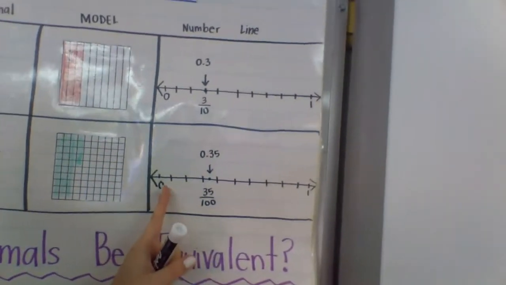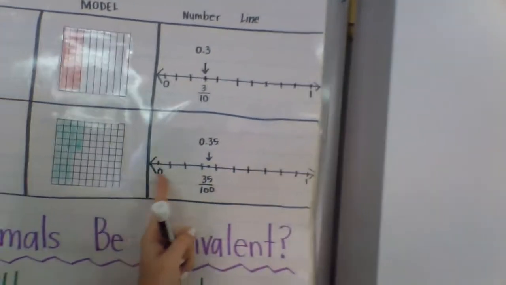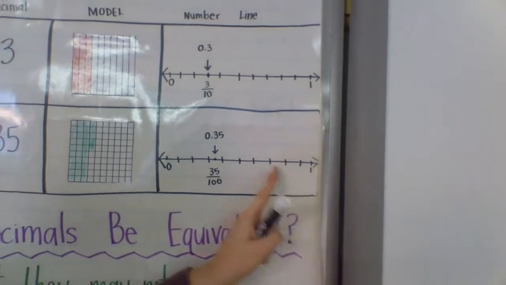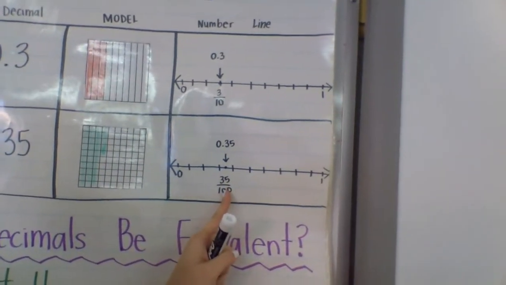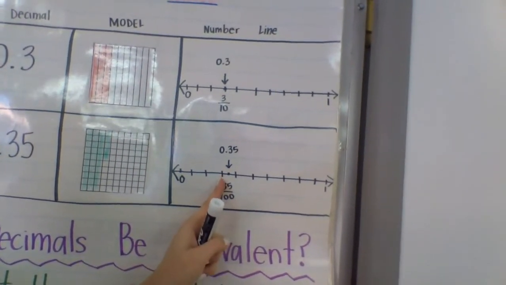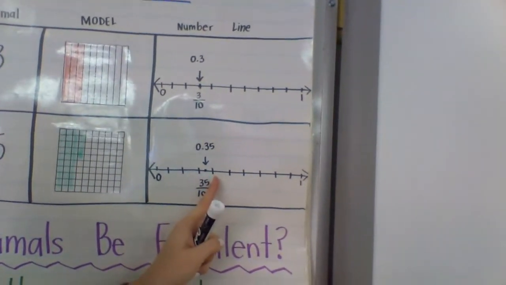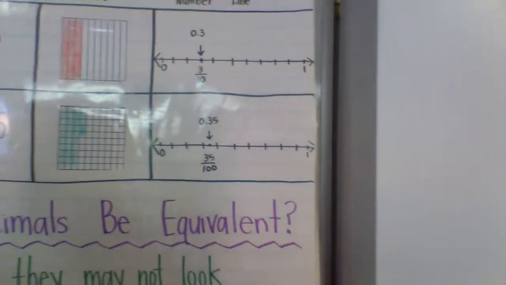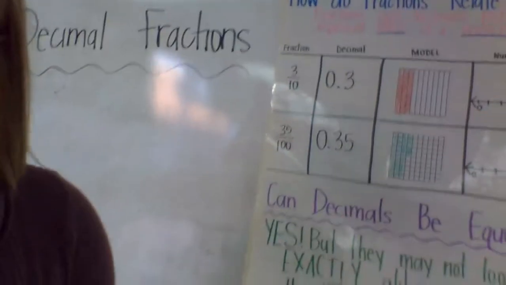Then when we look here on our number line, still 0 to 1, 35 hundredths, well, that's between 30 hundredths and 40 hundredths, halfway between. So that's where that would fall on the number line.